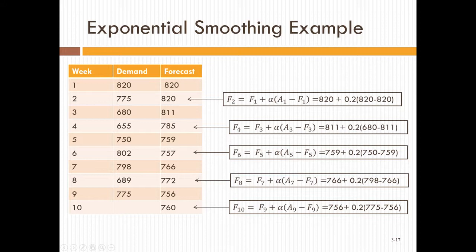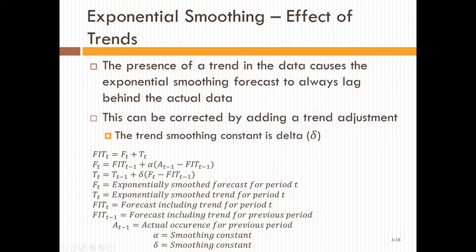Then the next thing we can do, though, works relatively well if there's no ongoing trend. The presence of a trend causes the exponential smoothing forecast to always lag behind the actual data. So overall, if you have a growth trend, you're always going to be under predicting with exponential smoothing unless you adjust for that trend.